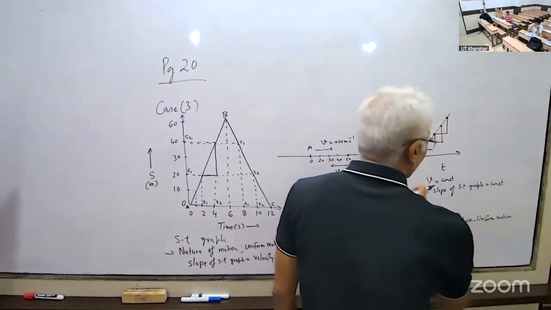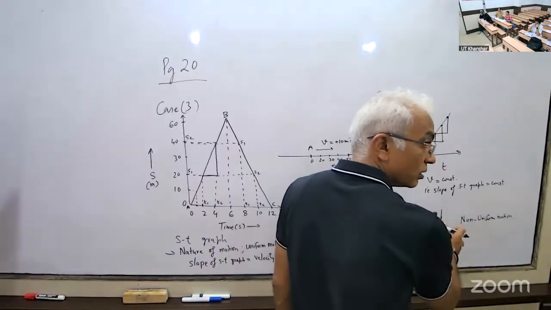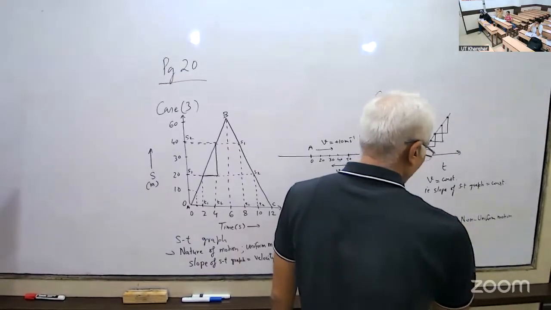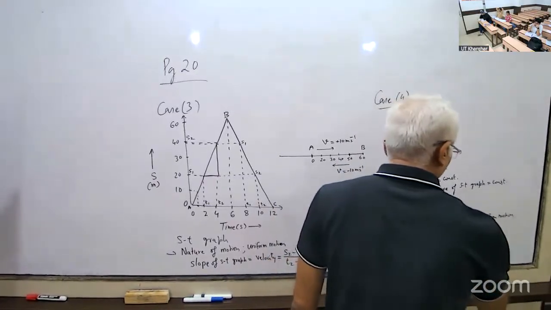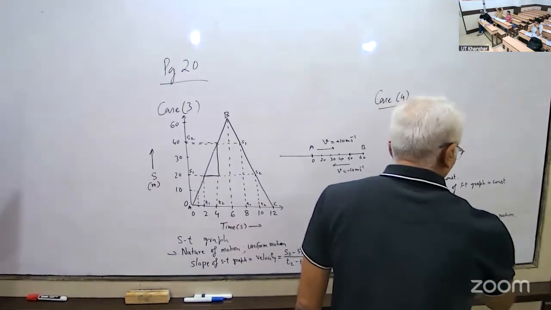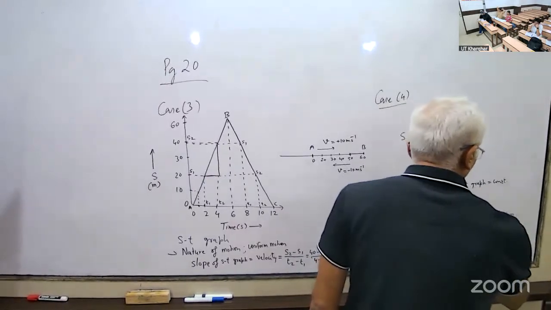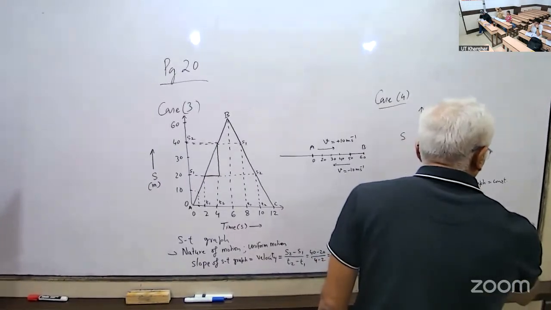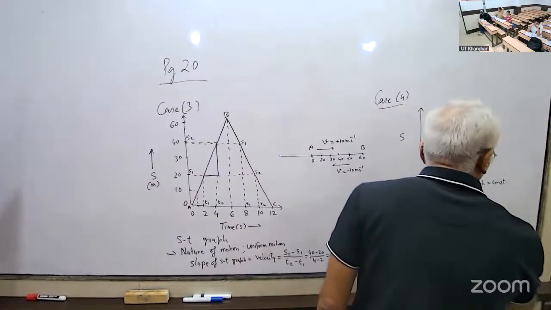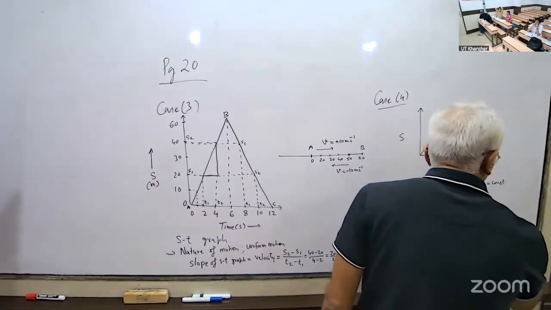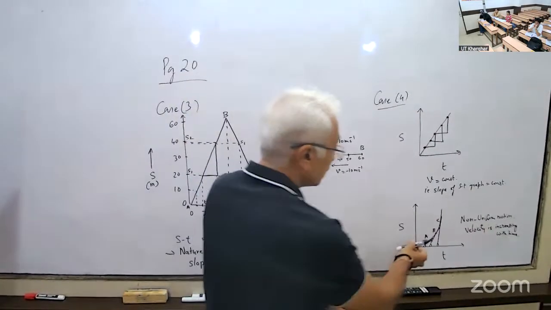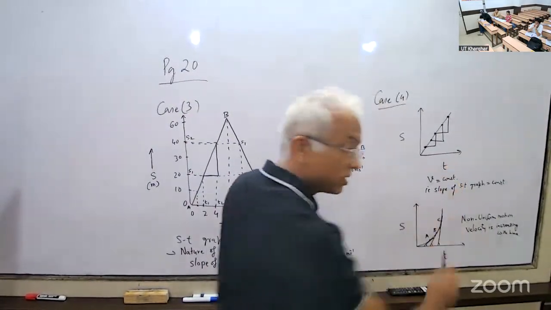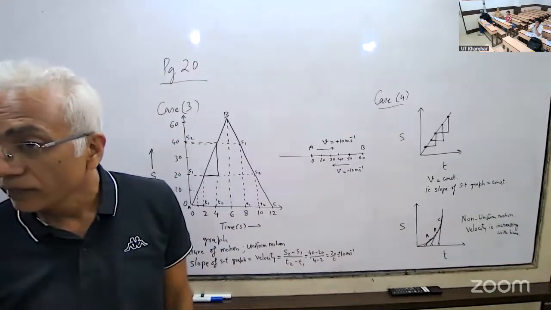So therefore, is velocity constant for this? No. What is happening to velocity? You can see that the slope is increasing, so velocity is increasing with time. Did you understand? Looking at the graph, you can understand that the velocity of the object is increasing with time. Okay?